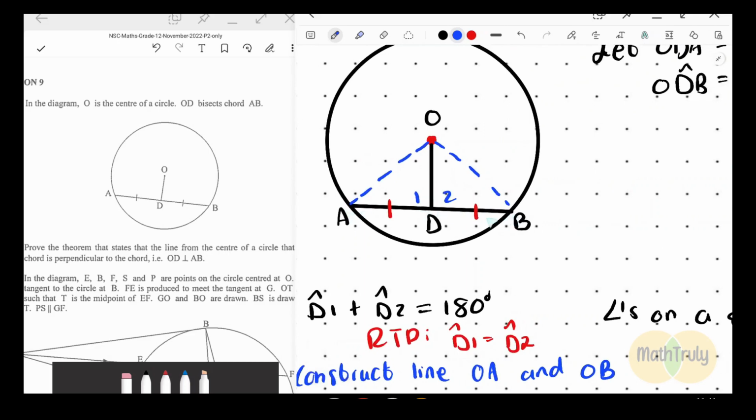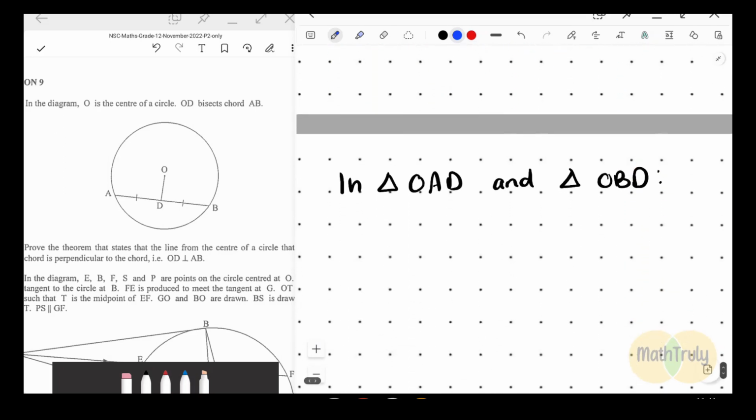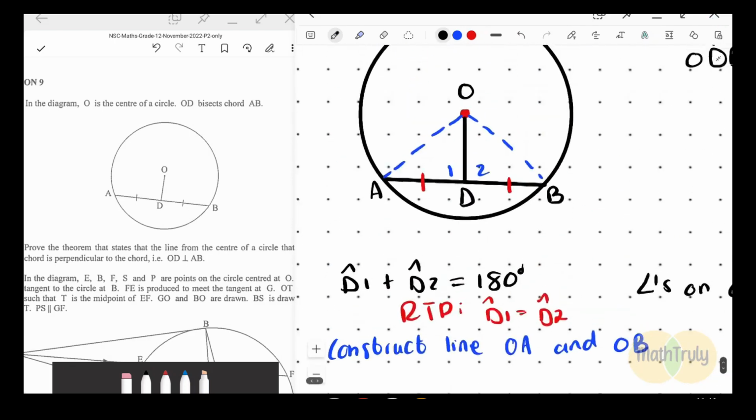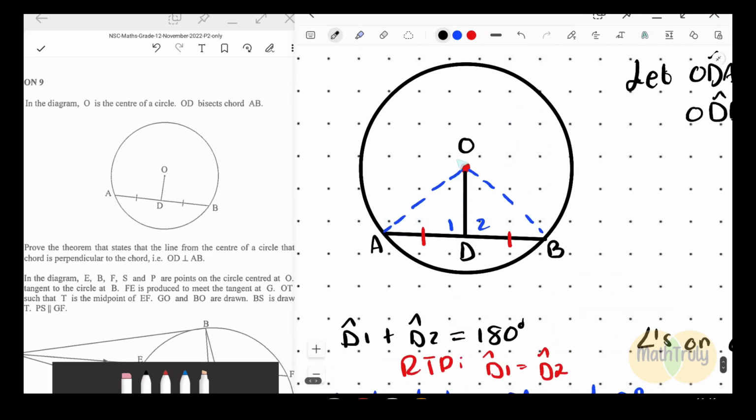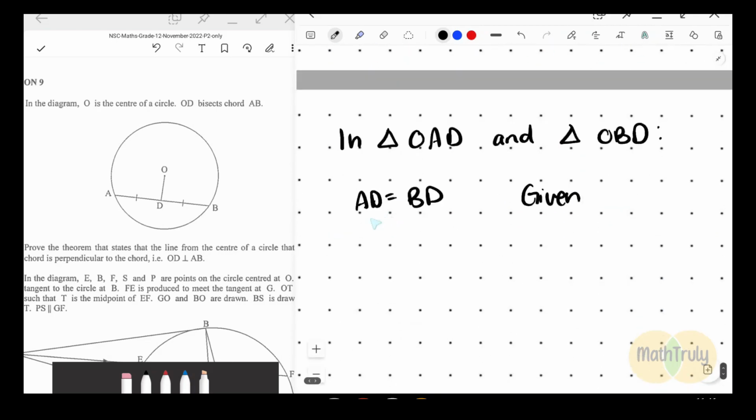Looking at these two triangles, first of all, you were already given that AD is equal to BD, so we can tell them that. Those are two sides in the triangles that are equal. AD is equal to BD because it has been given already. The next thing that is equal is that they are both sharing this side OD. So OD is equal to OD, because this is a shared side, or you could also say common side.